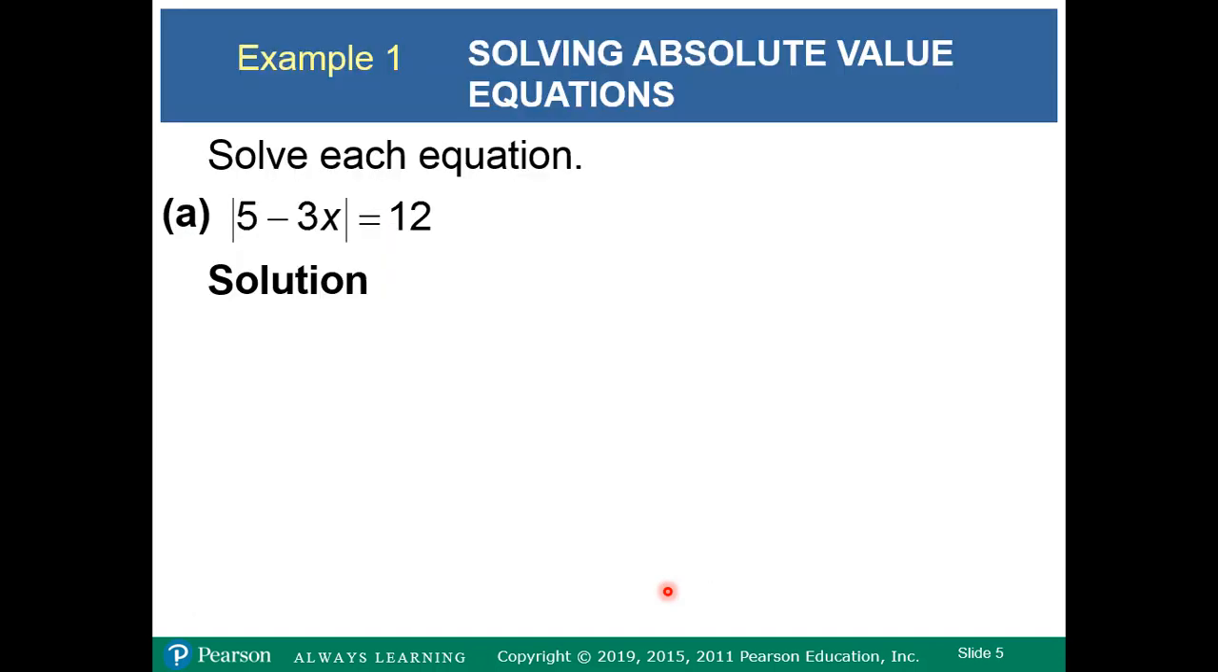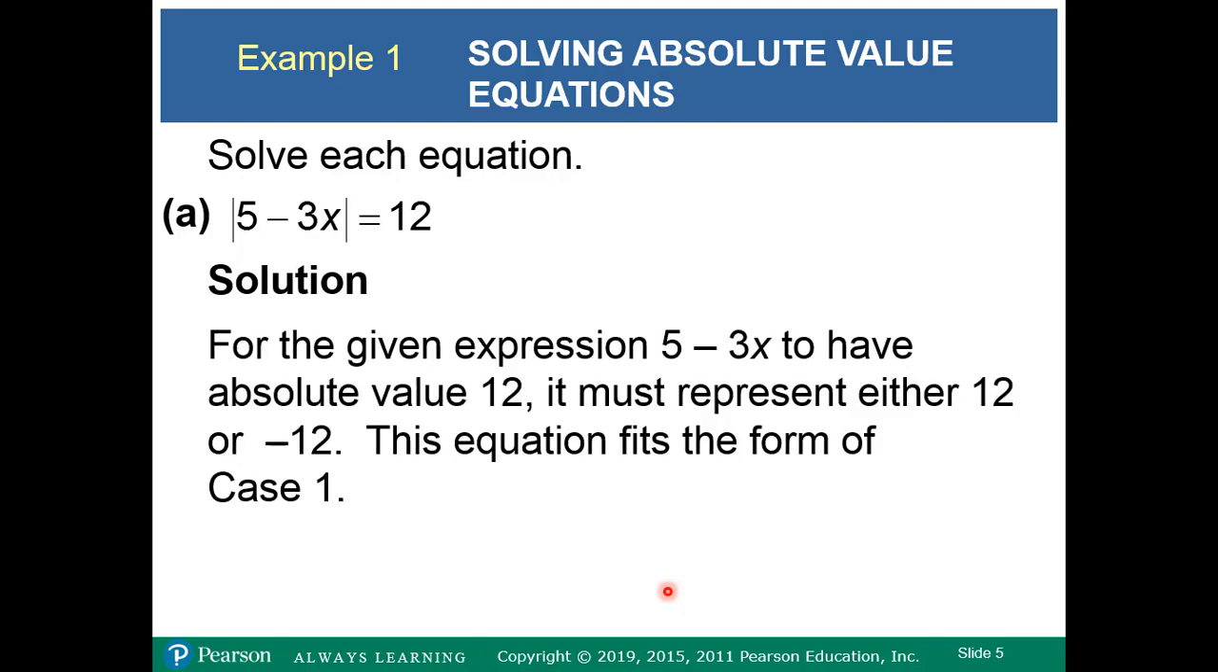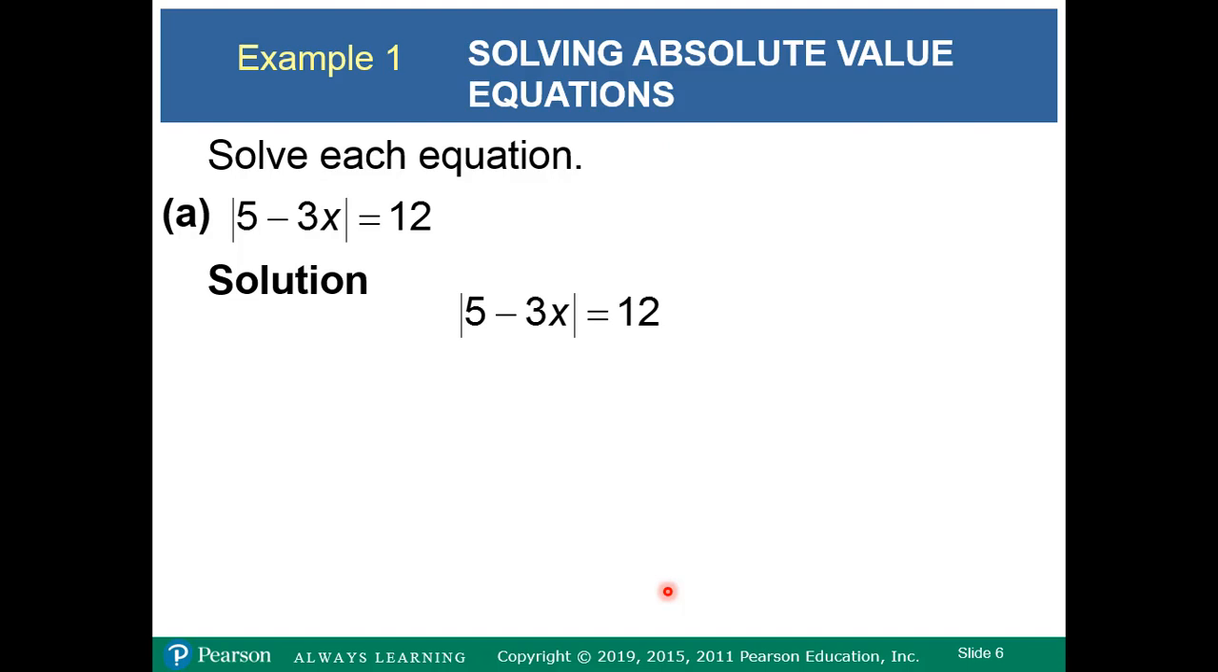So let's look at this. Let's solve this thing. We're going to use the definition of the absolute value to help us solve these. For the given expression, we're saying that the absolute value of that expression is 12. So that means the value of that expression is either equal to 12 or equal to negative 12. This is the first case.